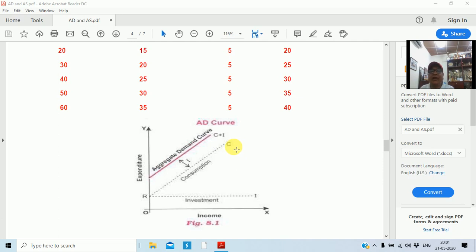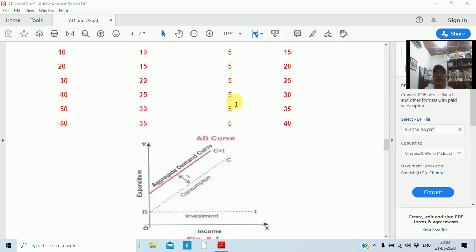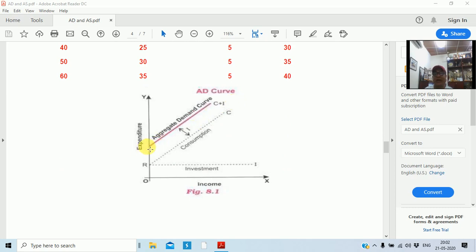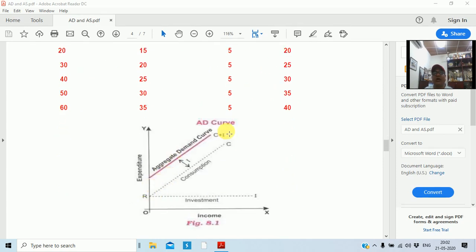Again, I am repeating, if you look at the aggregate demand curve, you'll find even if income is zero, aggregate demand can't be zero. Why? Because aggregate demand is made of C and I. And at zero level of income, neither C can be zero nor I can be zero. And that's why aggregate demand can't be zero. As income increases, aggregate demand also increases. Why? Because aggregate demand is equal to C plus I, and out of these two, C keeps on increasing. That's why AD also increases.